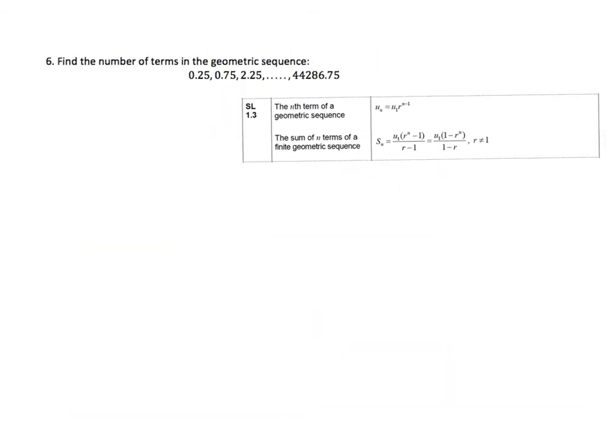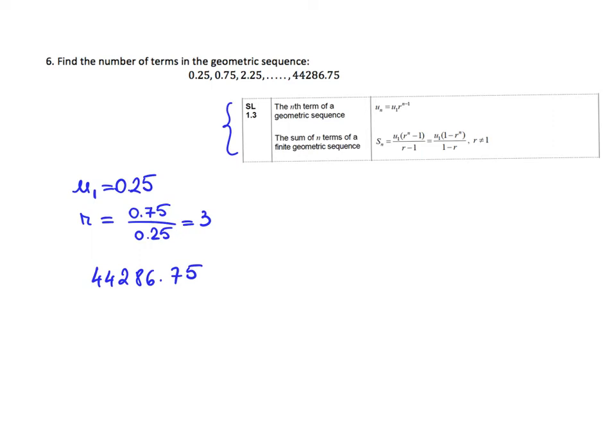Find the number of terms in the geometric sequence. So again, I have the geometric sequence. What do I see here? I know the first term. Of course, I can find the ratio, because the ratio is between 0.75 and 0.25, so my ratio is 3. So I need to see how many terms are there until the term 44286.75.